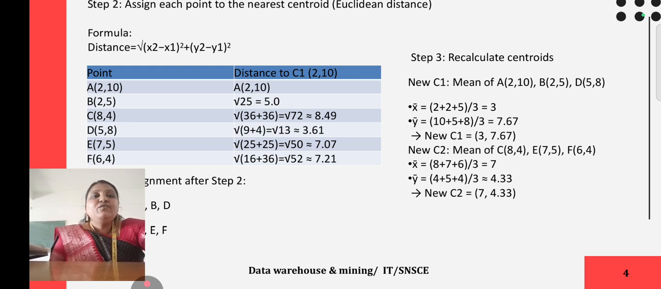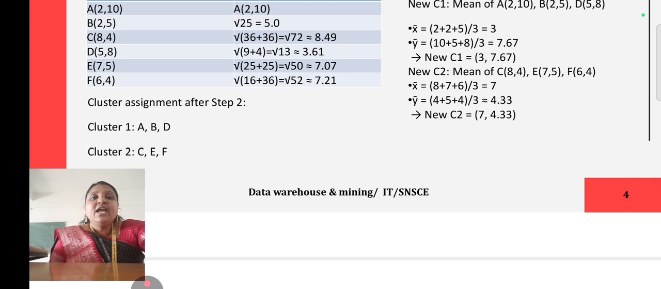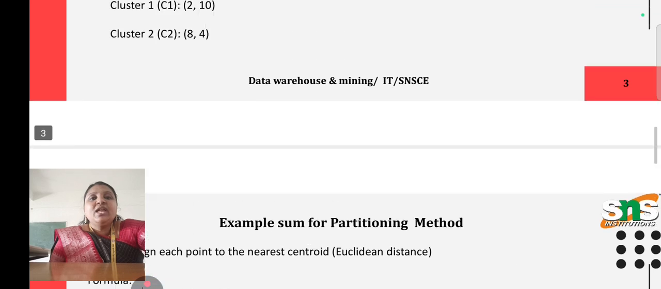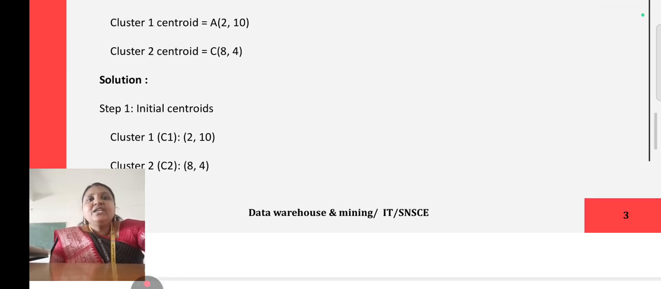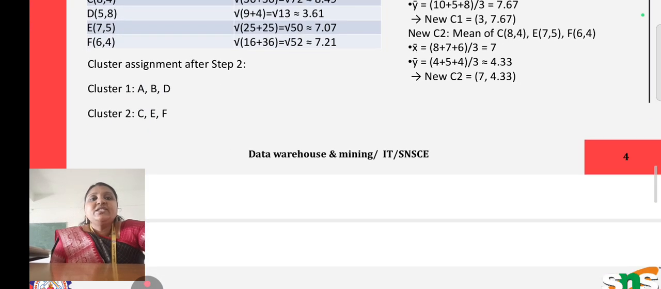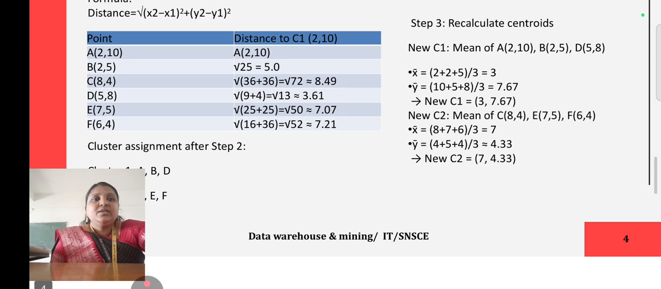In step 2 the points have been assigned into two groups. One is A, B, D and the second is C, E, F. Why is it A, B, D and C, E, F? We have center 1 as A and center 2 as C. So with center 1 as A and center 2, cluster 2, as C, the rest, B, D and E, F, have been separated to those centroids, that is the clusters.